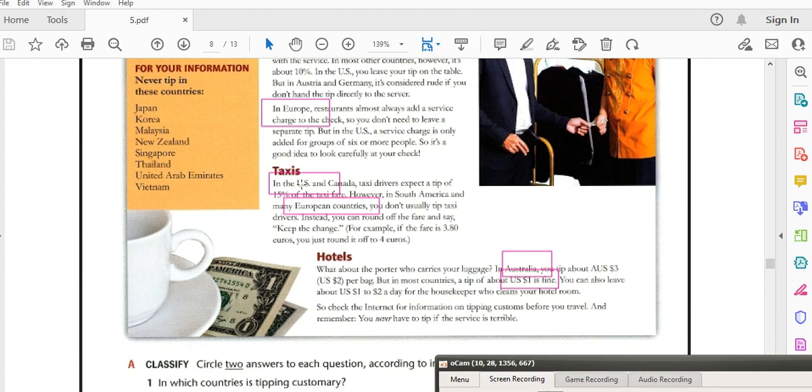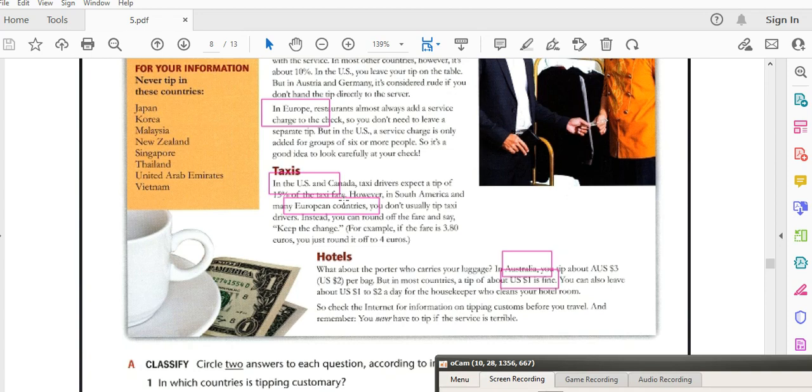Taxis. In the US and Canada, taxi drivers expect a tip of 15% of the taxi fare. However, in South America and many European countries, you don't usually tip taxi drivers. Instead, you can round off the fare and say, keep the change.